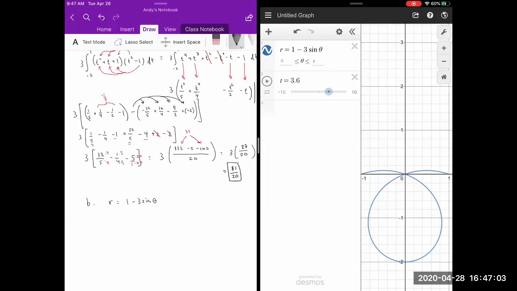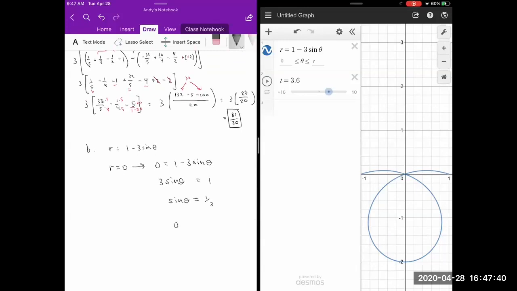And in fact, I'm going to do that here, and then I'll justify it with Desmos. But when r is equal to 0, that'll give us our loop. Well, it'll give us possible points for the loop. Well, I guess it really is just the loop. So let's see, when r is equal to 0, we get 1 minus 3 sine of theta is equal to 0. So if we add 3 sine to the other side, we get 3 sine theta is equal to 1. So sine of theta is 1/3. And then theta would be sine inverse of 1/3.